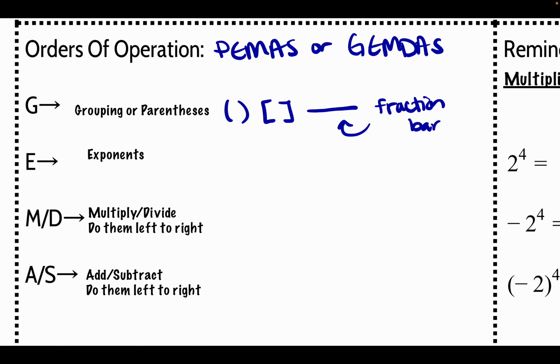Next, we have exponents. So if we have 2 to the third power, that 3 is an exponent. So hopefully you've seen exponents before. Next, we have multiply, divide. And remember, these are done from left to right. So it doesn't matter if the multiplying is at the end of the expression and the dividing is at the beginning. You always go left to right like you're reading. Same thing with add and subtract. So sometimes the subtraction might be at the beginning of your equation. Remember, do them left to right and you won't make any mistakes.